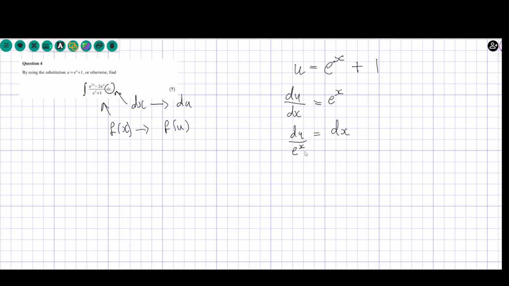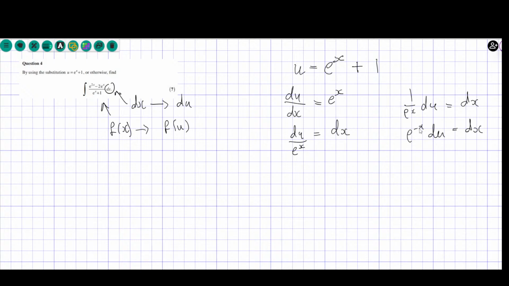Why do I write it like a fraction? Technically, you could write du times 1 over e to the x. You could even go as far as to do e to the minus x du. And these are a couple of rearrangements. There's nothing wrong with them. Maybe they suit what's going to happen. But I would always just write it as a fraction. It seems to be neater for me. So don't worry if you haven't done that.